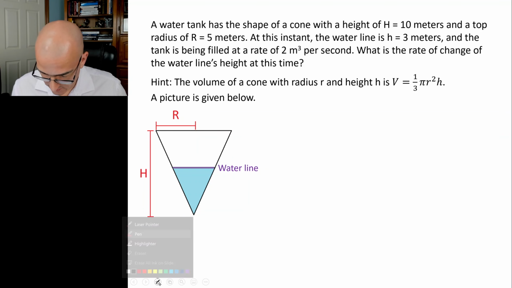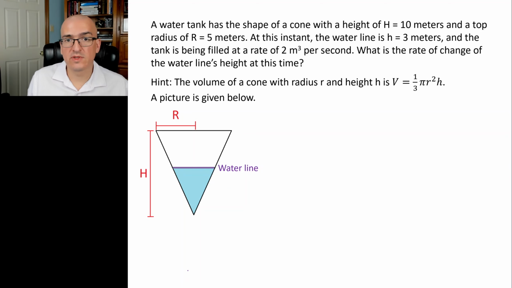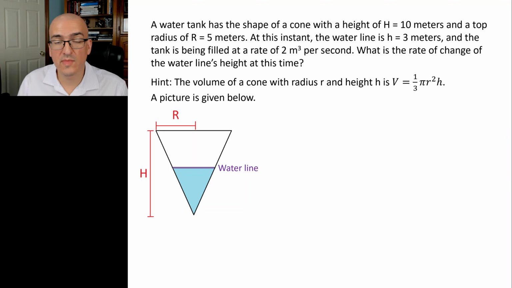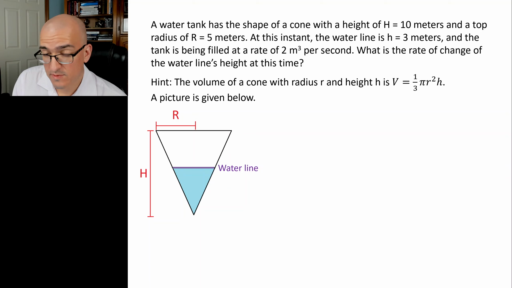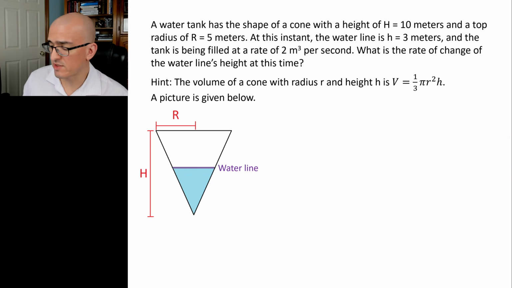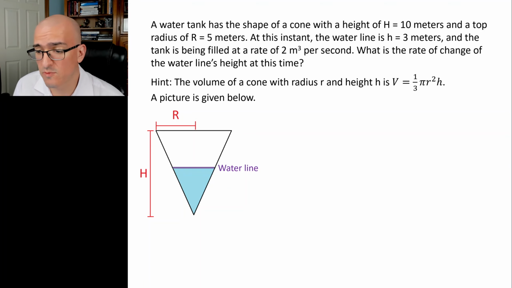Okay, and I'll do this last one in this video as well. This is a hard one. This is the challenge question. The water tank has the shape of a cone. The height is 10 meters and a top radius of 5 meters. Actually, I take it back. I'll do it in a separate video because it is going to take more than 6 minutes.